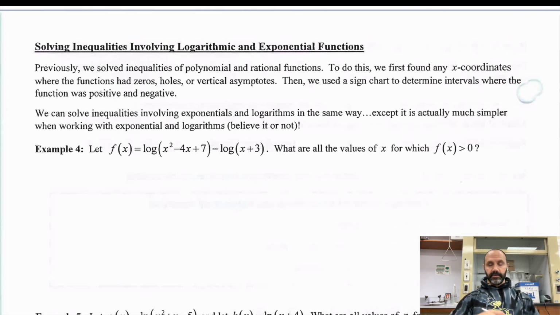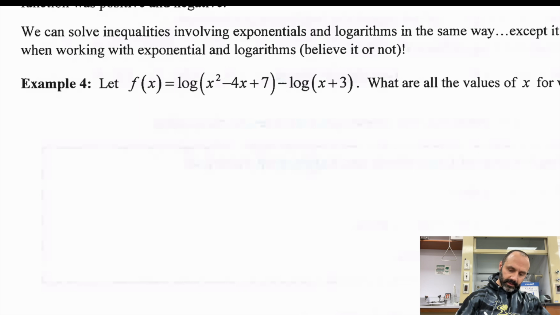All right, now with inequalities, you've seen inequalities before, and it works the same kind of way. Just keep in mind the algebra rules, and then how the output input works for logarithmic functions. Let's go ahead and start this one. We're going to simplify this. I'm going to rewrite this as f of x is log of, I'm going to use the quotient rule here. So this is x squared minus 4x plus 7 over x plus 3.